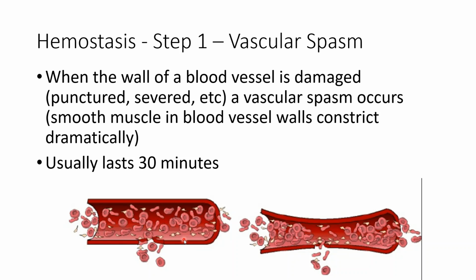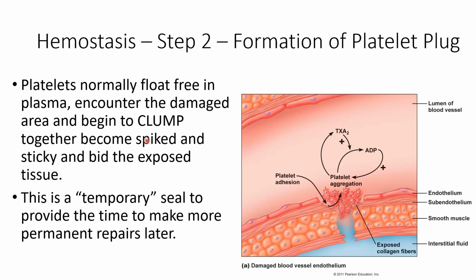There's layers. There's the inside layer where the cells are kind of rubbing up against, there's the outside layer, and there's that middle layer. That middle layer is where smooth muscle is going to be found, and it causes massive constriction when an injury has occurred. And this takes about 30 minutes, by the way. It lasts about 30 minutes.